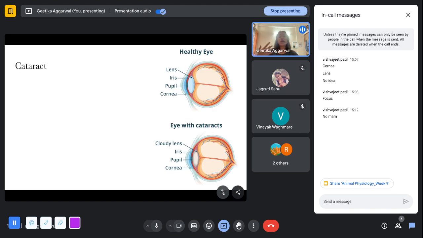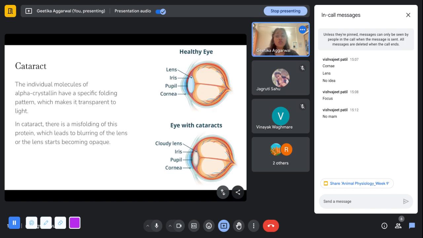So how does cataract develop? As I said, in the lens there are cells, and all of these cells are filled with a protein called alpha crystallin, right?